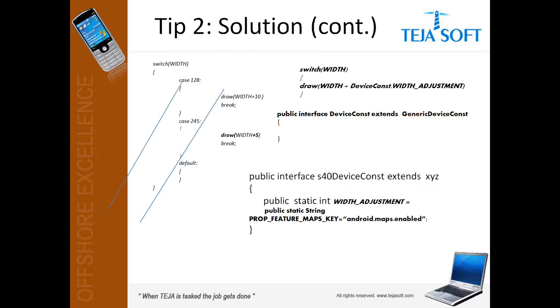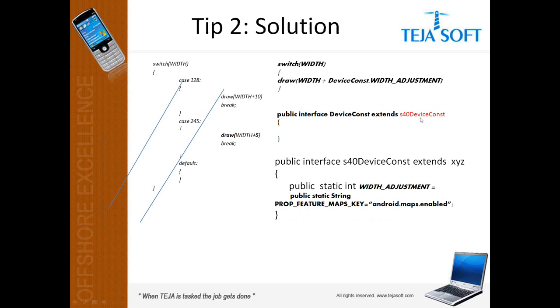Then at build time, you can change it to device constant extends S40 device. So during compile time, though you are calling device constant, which is extending S40 device, it will take whatever value you have given in the S40 device. And it is very clean and object oriented, and you can have tons of constants like this, so that at build time you have the best way to manage the porting needs. This kind of approach can be handled by developers themselves. They don't need a separate porting team.